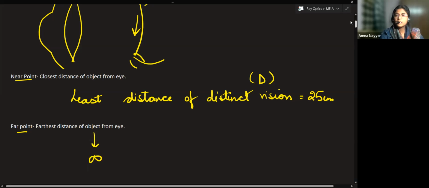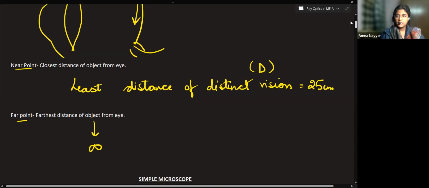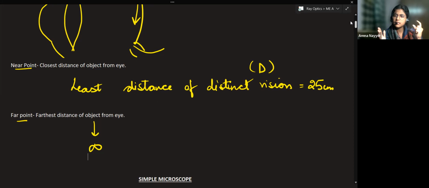Now we will start with simple microscope. Just telling you again, microscope is divided into two parts. Simple microscope uses one lens. Compound microscope uses two lenses. Now for each one, we'll see both cases: when the final image is formed at the least distance of distinct vision, and when the final image is formed at infinity. It means when the final image of the whole optical instrument is formed at the near point, and one at the far point. Got it? Same thing for compound microscope as well.